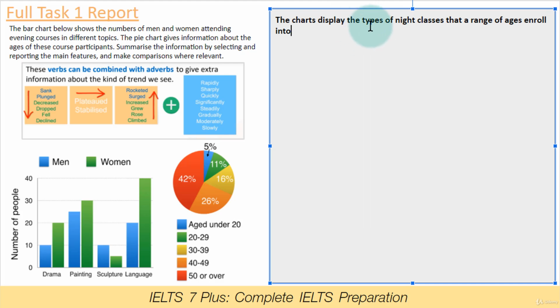Let's read this back. The charts display the types of night classes that a range of ages enroll into. Are enrolled into. Let's say that. That sounds a little bit better to me. Again, editing as we write, really important. Let's read this back. The charts display the types of night classes that a range of ages are enrolled into. So I've said here the types of class and also the range of ages. So just really simple, 1 sentence paraphrase from these 2 longer structures.